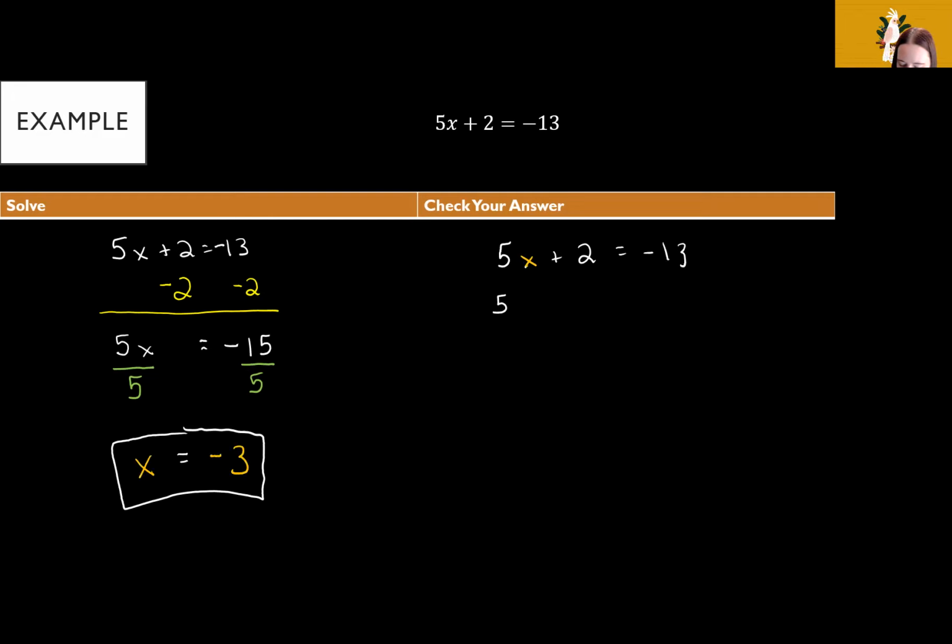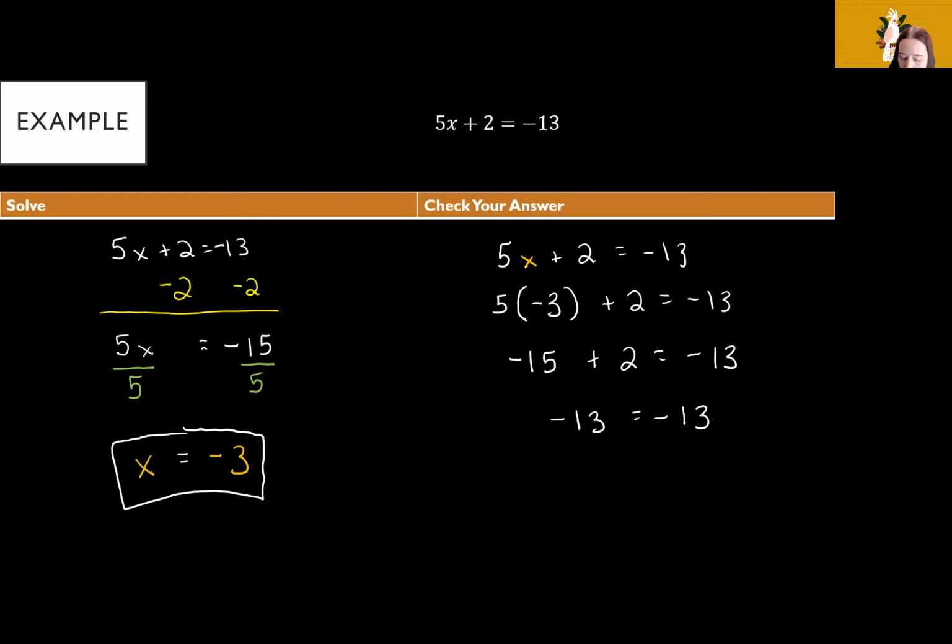So that's 5 times x. So now that's going to be 5 times negative 3 because x is equal to negative 3. So we have 5 times negative 3 plus 2 equals negative 13. Now, the right side, there's nothing I can do there, but on the left side, I want to follow the order of operations. So we multiply first. 5 times negative 3 is negative 15 plus 2 equals negative 13. Then I need to add negative 15 plus 2, which is equal to negative 13. So I get negative 13 is equal to negative 13.